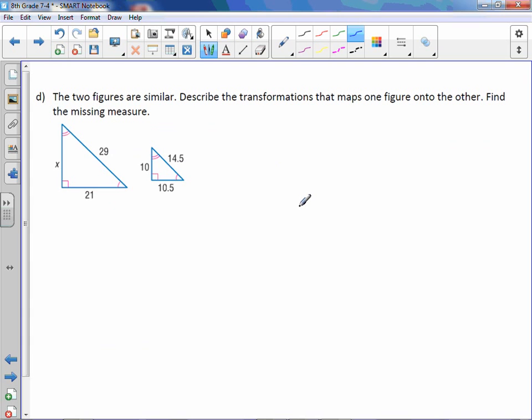The two figures are similar. Describe the transformations that map one figure onto the other. Find the missing measure. So between my 90 degree and my 1 arc angle is 21, and here 90 degree to 1 arc is 10.5. 90 degree to 2 arc is x. 90 degree to 2 arc is 10, which means then 29 and 14.5 go together.